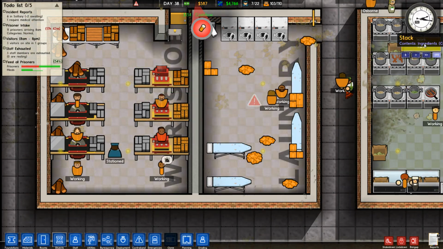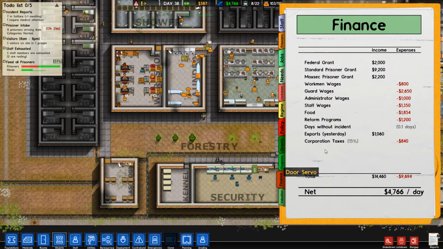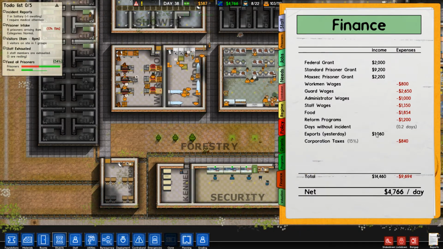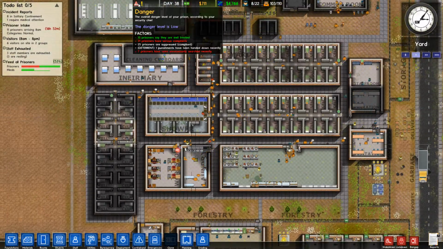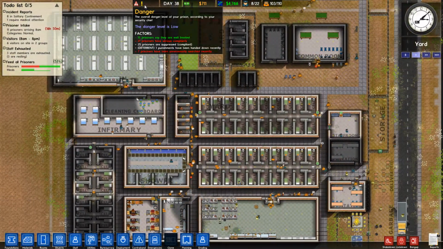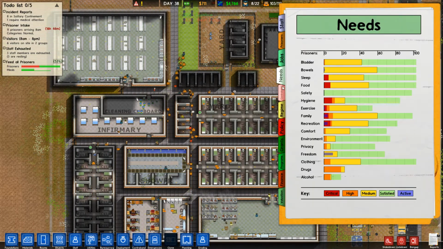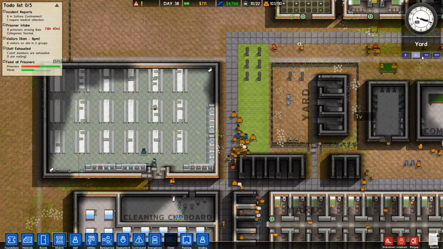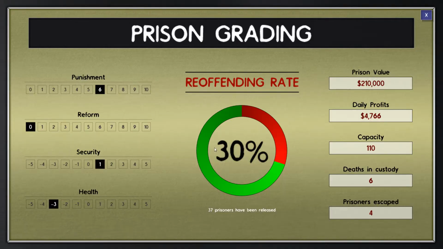And these guys are producing license plates. And I think that does help with the income, but not that much. Exports, about 1,000. Okay. Hey, what's this? 21 prisoners of serious complaints. Oh yeah. What about hygiene, food and sleep, maybe? Exercise? Grading, 30. Good. It's increased a little bit.